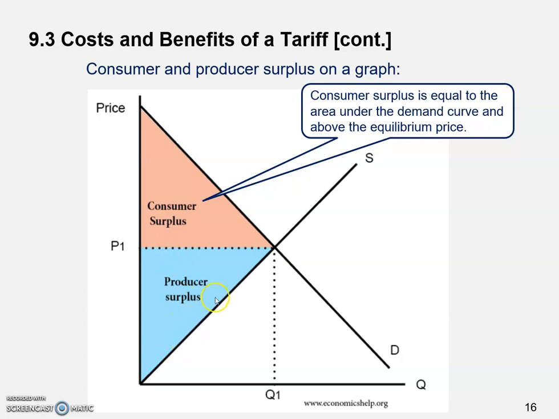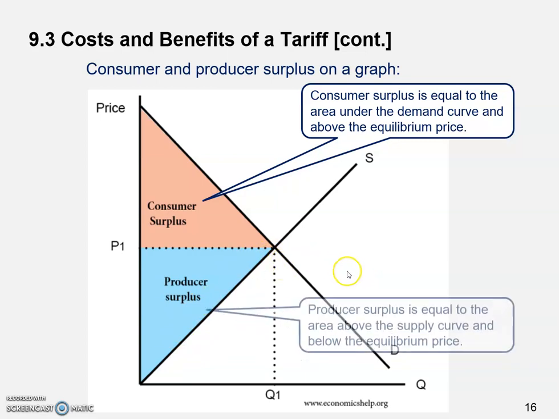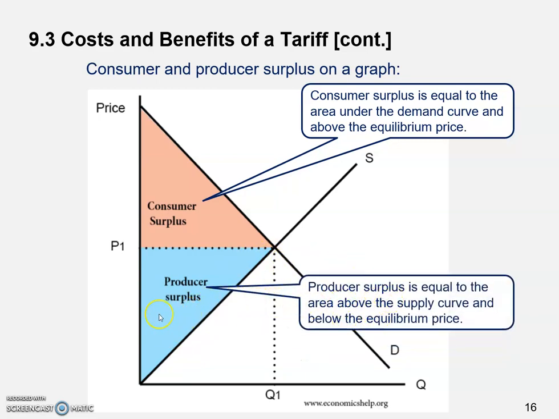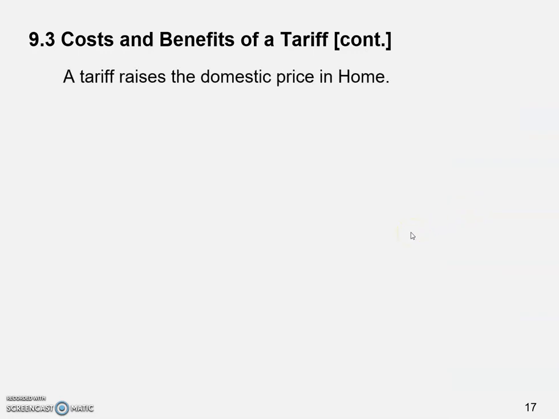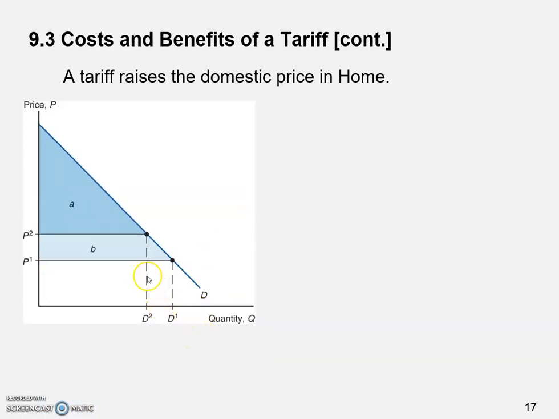And then you've got C, D, E, all the producers lining up this way, and you would find that the producer surplus is equal to the area above the supply curve and below the equilibrium price. So on this diagram, it's the blue triangle here. Now, once you understand these, we can talk about the tariff. And remember, we already said in the previous video that the tariff raises the domestic price in home. So this is what's going to happen.